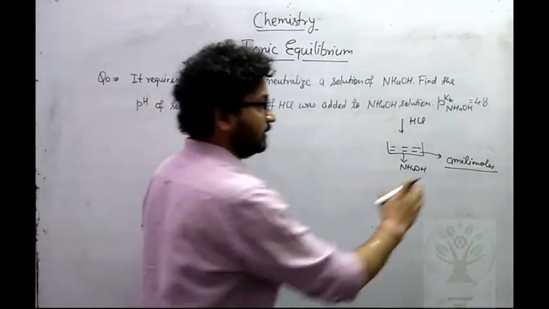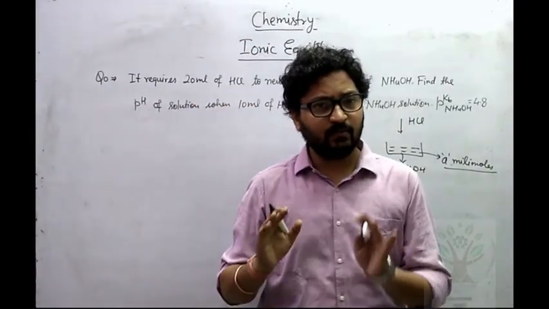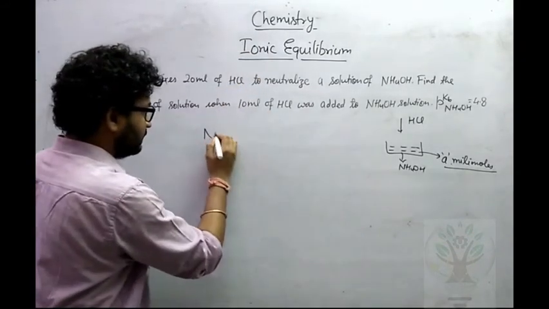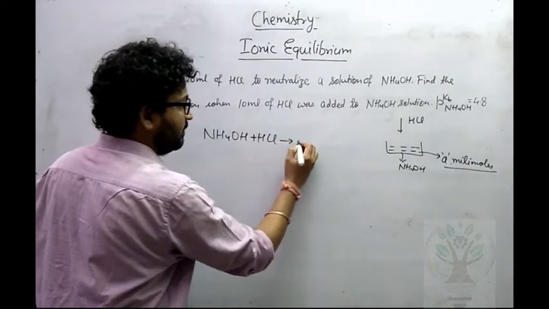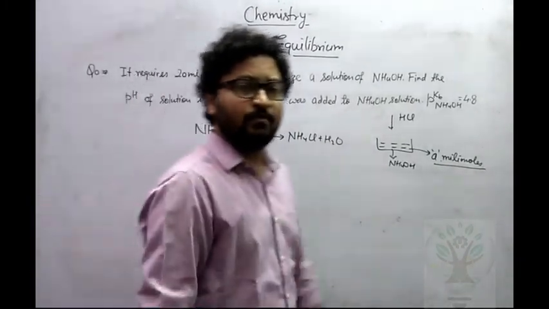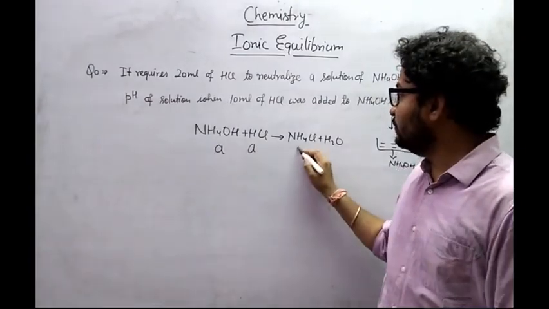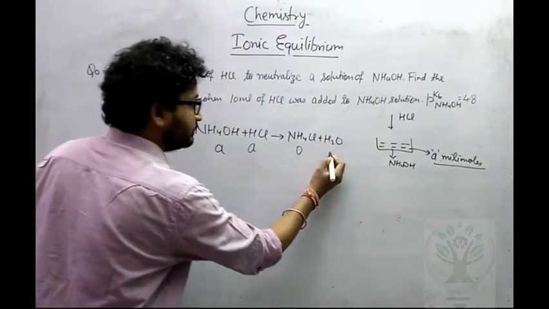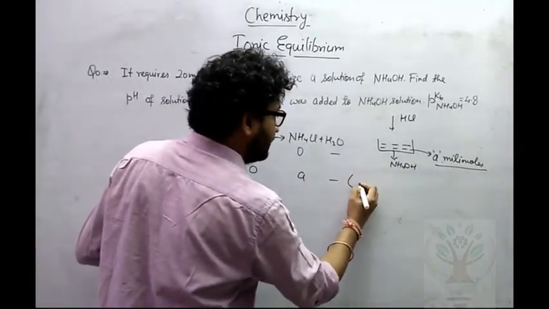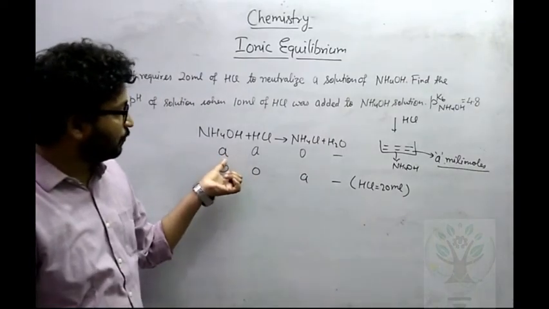I have A millimoles of NH4OH. Now can you tell me, pause the screen and think, how many millimoles of HCl will be required for neutralizing this NH4OH? If I say NH4OH plus HCl, they will react to give you NH4Cl and H2O. Now the question is, if I have A millimoles of NH4OH, how many millimoles of HCl will I require? I will require A millimoles of HCl. Why? Because I want to fully neutralize it. So after reaction it will be 0, 0, A. This will happen when I have added HCl equal to how much volume? 20 ml.